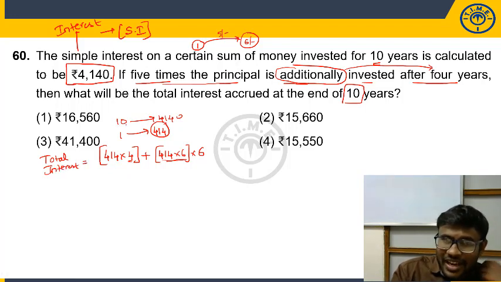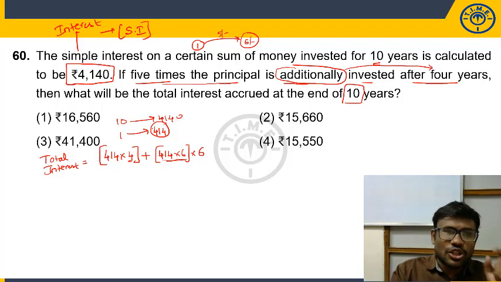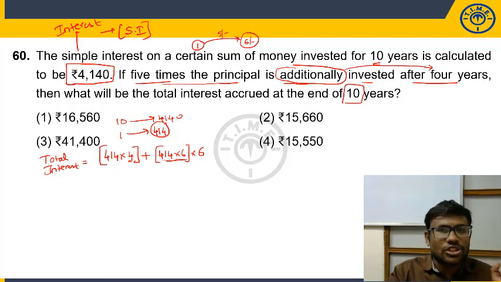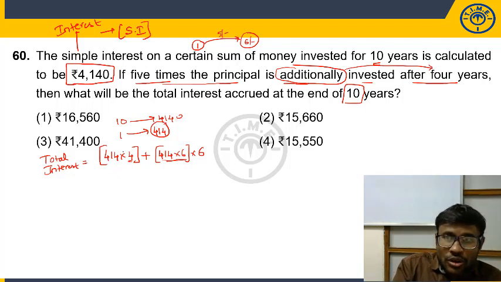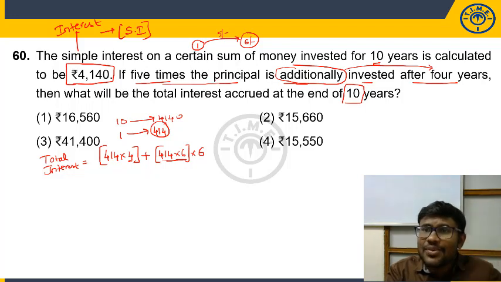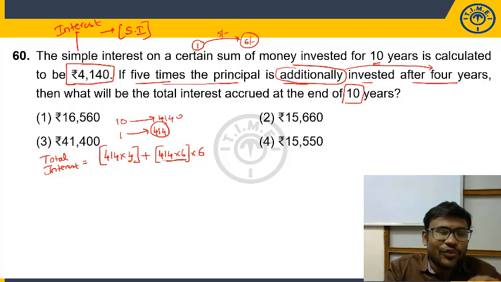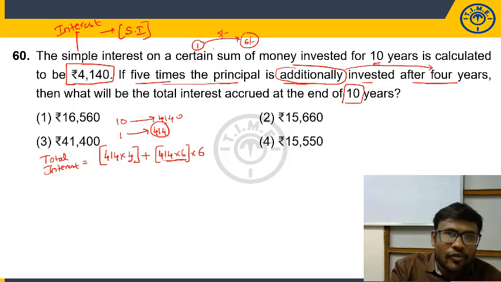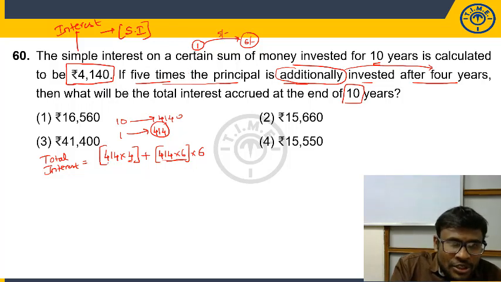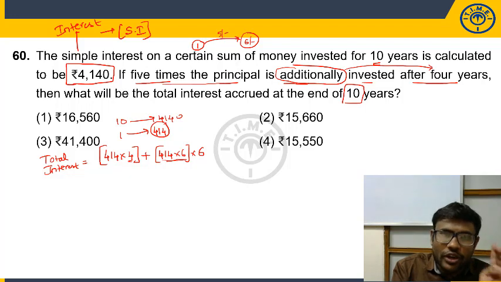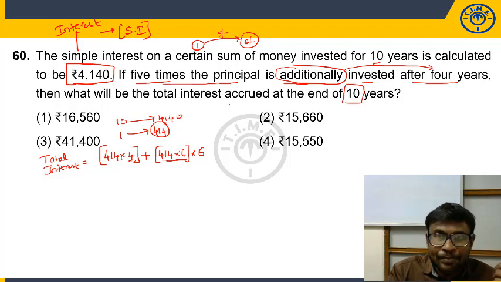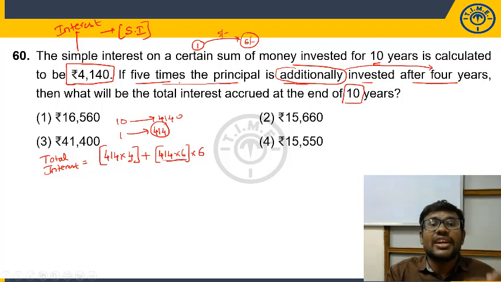So for 10 years the interest is 4140. Per each year you are getting an interest of 414 rupees. Here, 5 times the principal is additionally invested after 4 years. Till 4 years the principal is the same, 1 rupee only, if I am assuming the principal as 1 rupee. So your interest is 414 into 4, for every year 414 rupees into 4 years, plus. Now what happened? The principal became 6 times, as we are adding extra principal of 5 times.